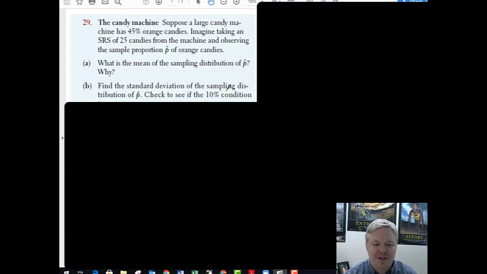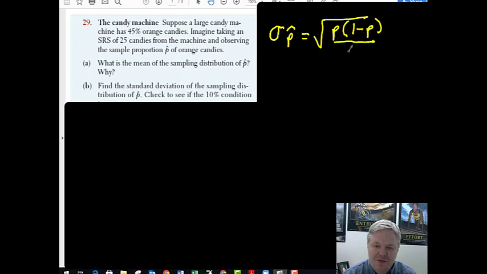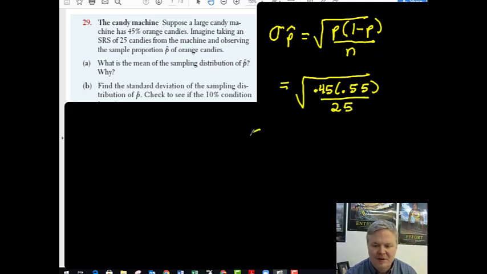All right, so now that we know our conditions are met and we're going to satisfy our normal conditions, we can find the standard deviation of our sampling distribution of p hat by using the formula, the square root of whatever the proportion is, p, times 1 minus p, or sometimes they call that q, all divided by n. So when I work that out, this would be the square root of 0.45 times 0.55 divided by 25. And that's going to give us the standard deviation of p hat is equal to 0.099. I'm just going to go ahead and put in the next digit, 5.